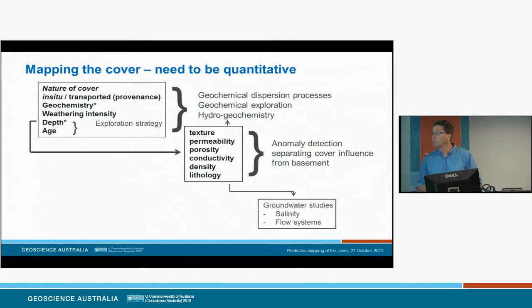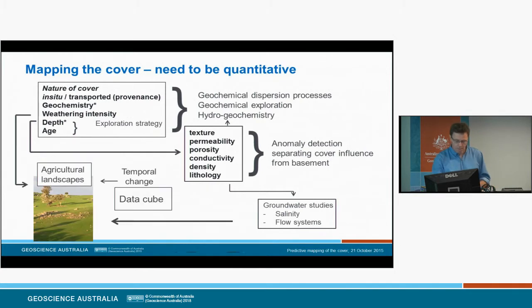This feeds into groundwater. If we're trying to map water storage and flow systems, we need to know about these properties because they control a lot of water flow in the landscape. And incidentally, this information also feeds into hydrogeochemical modelling. And this then builds into agricultural landscapes. I mean, a lot of this work can feed into this area.